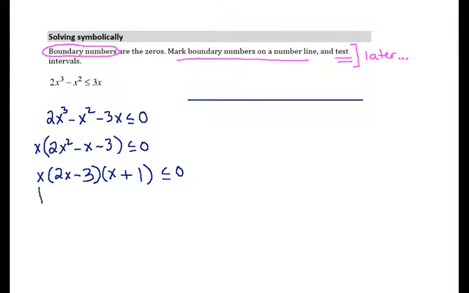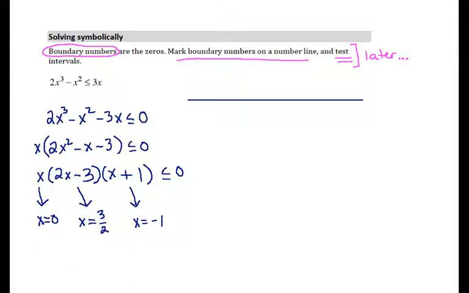Now I'll set each factor equal to 0 to find the zeros of the polynomial. x equals 0. If I set 2x minus 3 equal to 0, that gives me x equals 3 over 2. And if I set x plus 1 equal to 0, that gets me x equals negative 1.